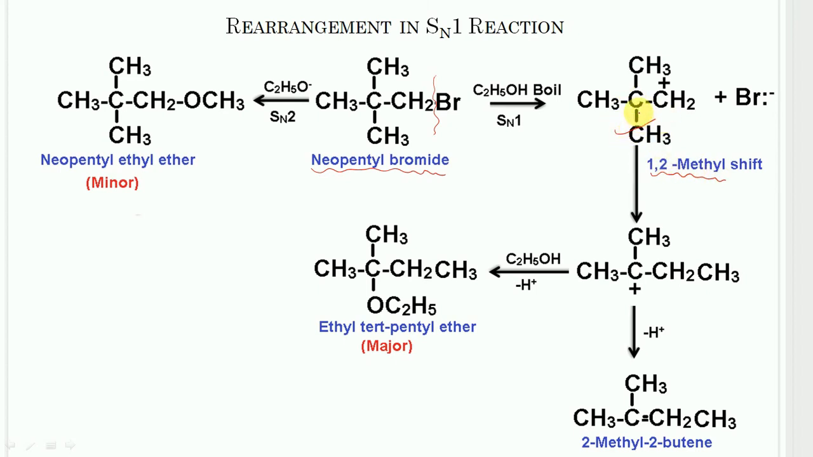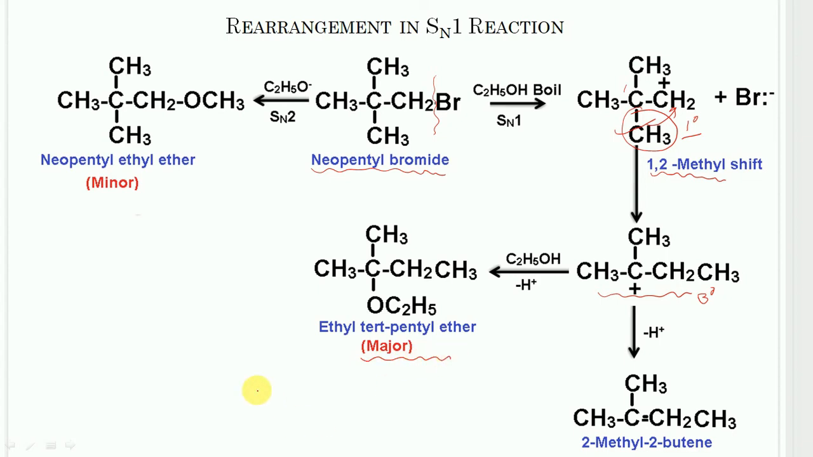In this case, this methyl will shift from this carbon to this carbon with the formation of this more stable carbocation. So this one is the primary carbocation and this one is the tertiary carbocation, which is more stable. And finally, ethyl tertiary pentyl ether will be formed.